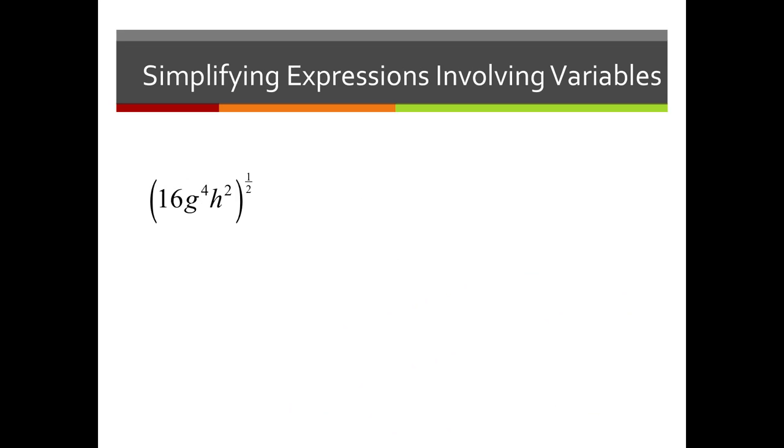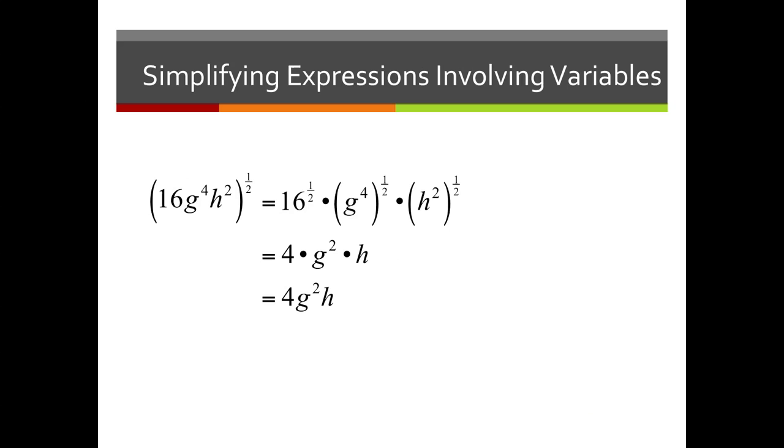Okay, how about this one? We're looking at 16g to the 4th h squared all to the 1/2 power. So I can use the property that says each factor gets taken to the 1/2 power, and then realize that 1/2 power is the same as square root. So 16 to the 1/2 power means square root of 16, I get 4.